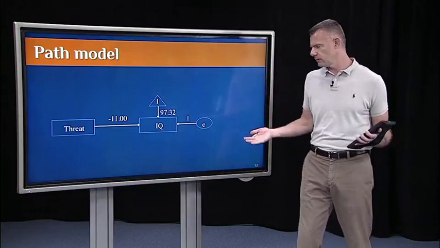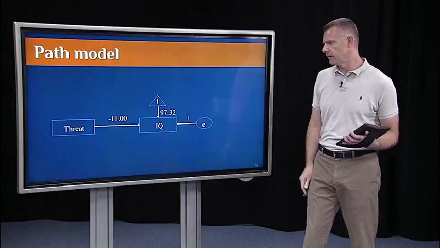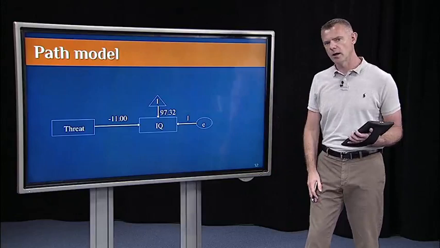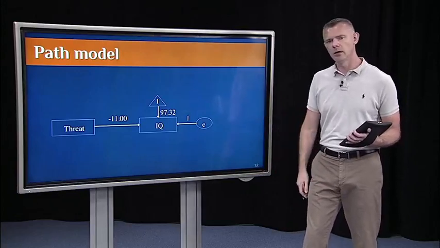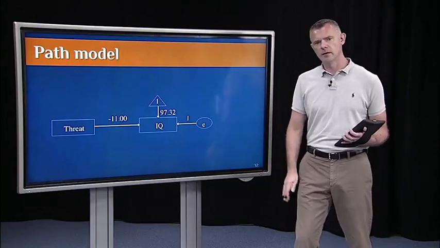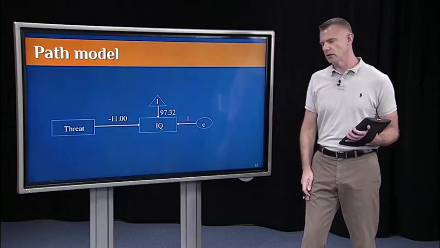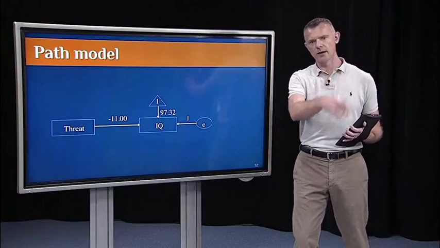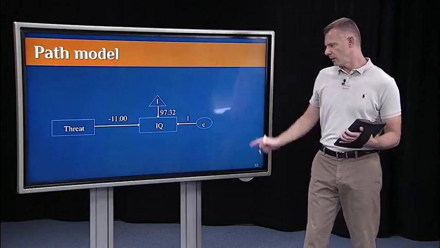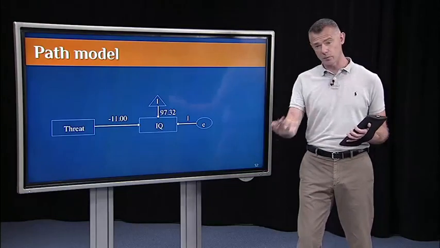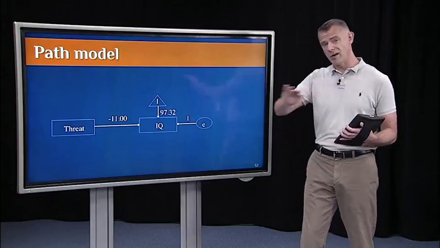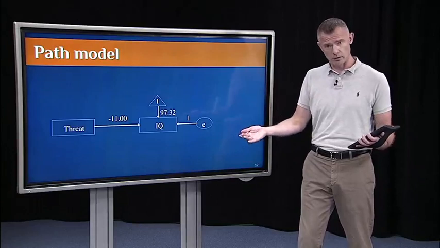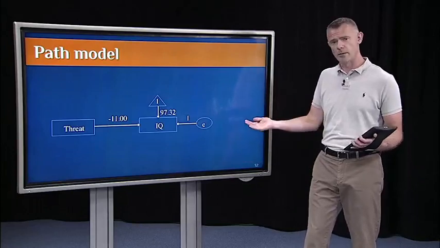Did that impact IQ? Well, yes, it did. In fact, people in the threat condition scored on average 11 points lower on the IQ test than the students who were assigned to the control condition. And that 11-point drop was significant. We saw that from the R output. The 97.32 is the predicted score on IQ when all predictors are 0. Right? So in this case, that's just the control condition. So that's right about average.